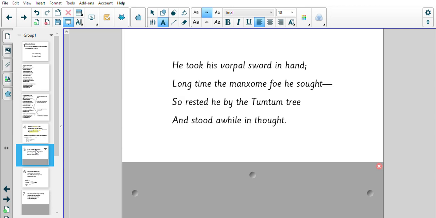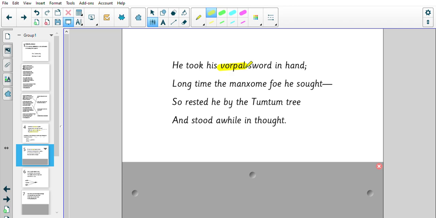Right, let's have a look then. So, he took his vorpal sword in hand. So he held up his vorpal sword. He was holding it in his hand. And the word vorpal, now at first I wondered if maybe vorpal was the portmanteau. Actually, Lewis Carroll just made it up. He just decided he wanted a cool new word.